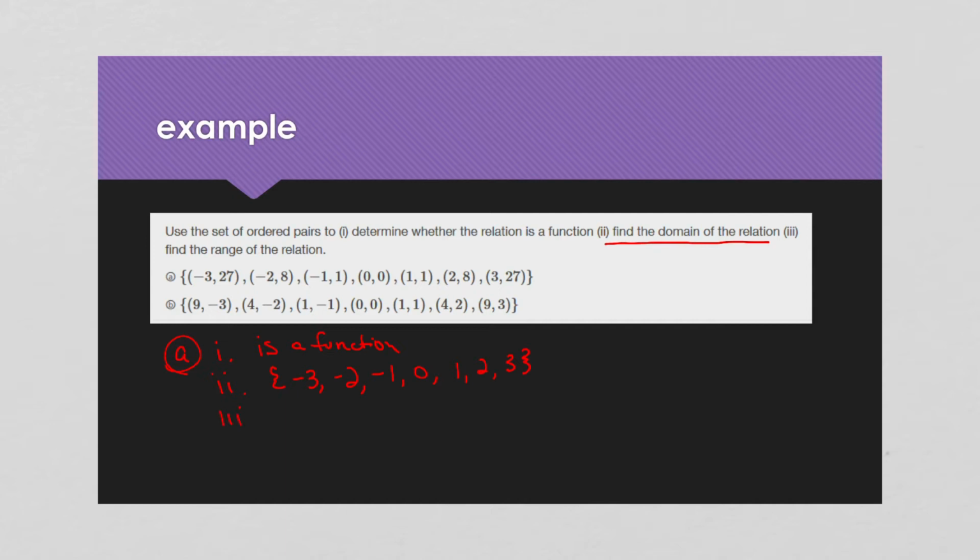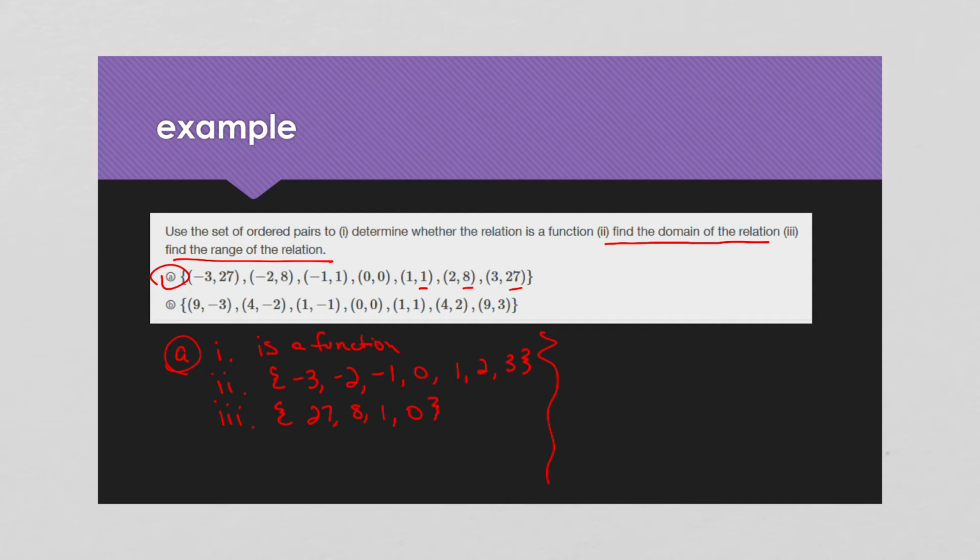Triple I says find the range. 27, 8, 1, 0, and the 1 is repeating, so I don't have to write that. The 8 is repeating, the 27 is repeating, so I don't have to write any of those. Okay, so I am done with this one.